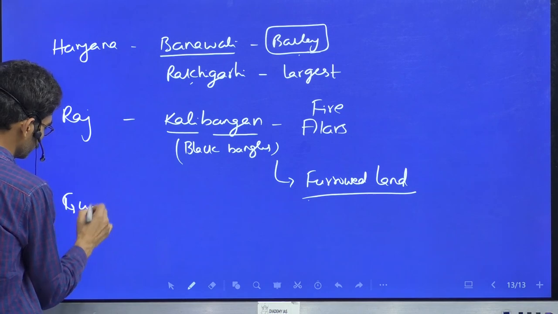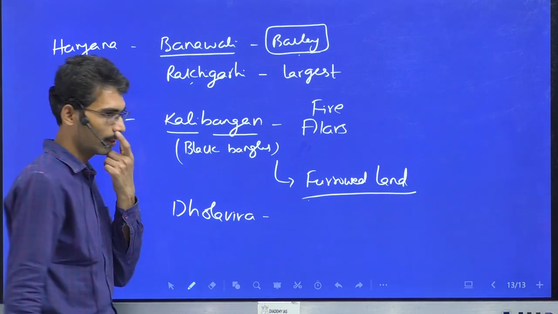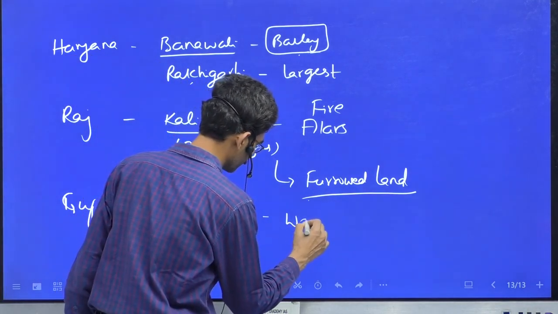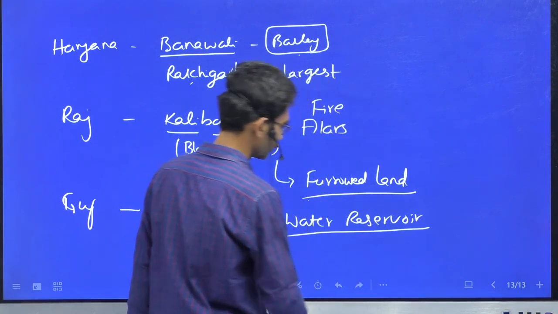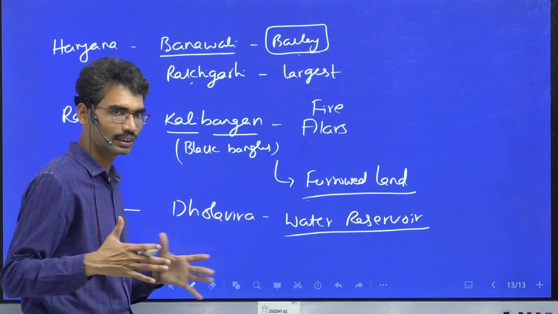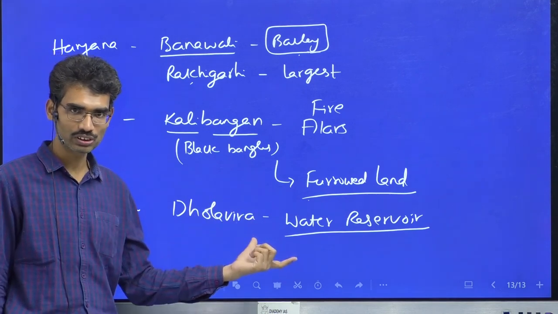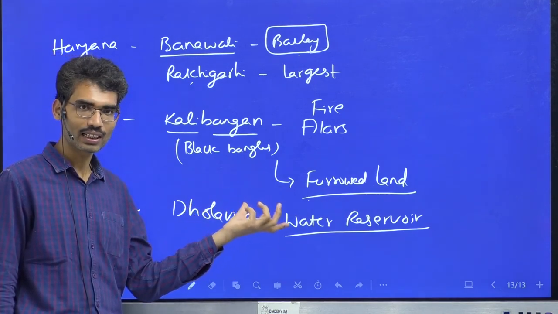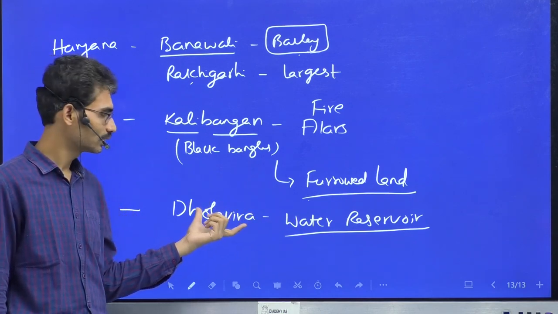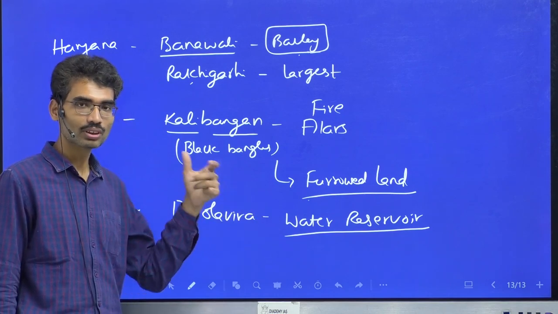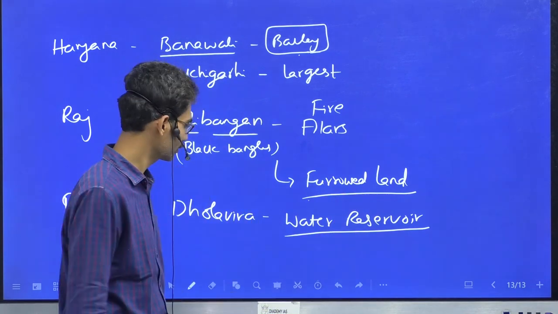Next, Gujarat. Dholavira. Dholavira is known for water reservoir. They constructed reservoirs. This is located near the Gulf of Kutch. Gulf of Kutch is a saline area, drought prone area, near to desert, very difficult, and for getting the water, in that circumstance, having this technology, construction of water reservoir.